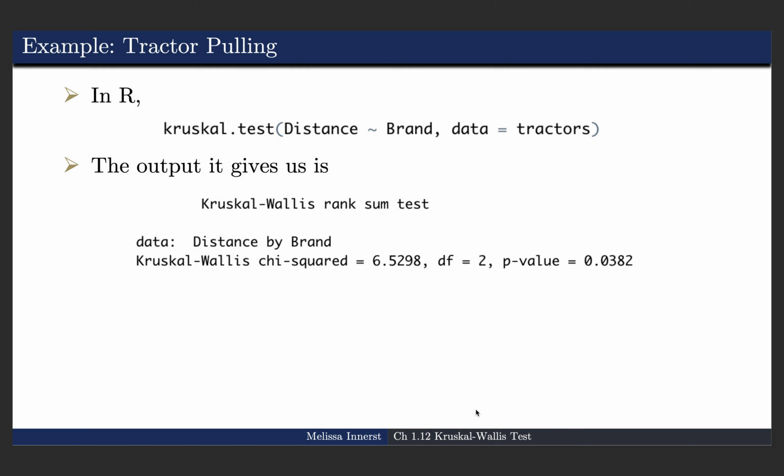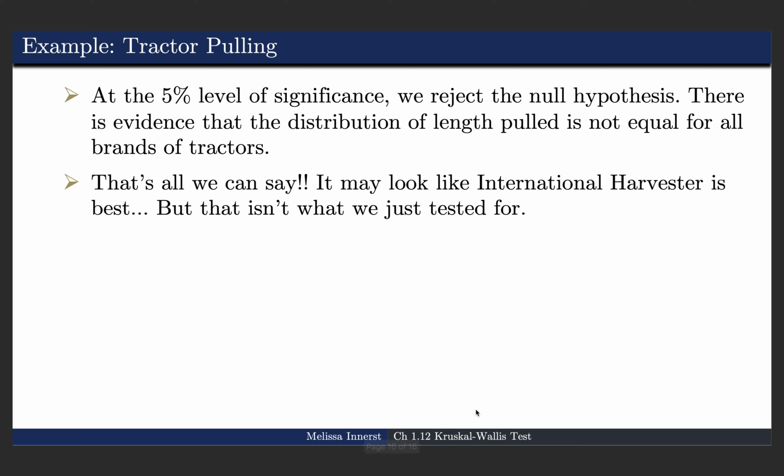We give it something unique to the R language: a formula telling it what relationship we want to test, brands and tractors. If you go down here, we see the chi-squared value, the test statistic we found, 6.5298, with 2 degrees of freedom because it's the number of groups minus 1, and the p-value is 0.0382. If we were testing at a 5% level of significance, the p-value is less than alpha, so we reject the null hypothesis. Formally, at the 5% level of significance, we reject the null hypothesis.